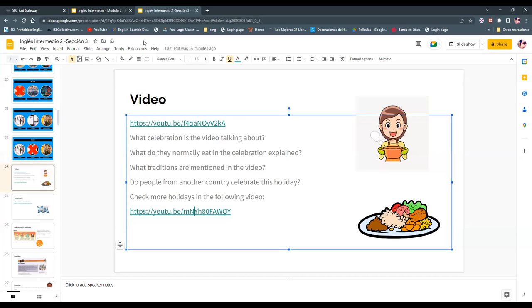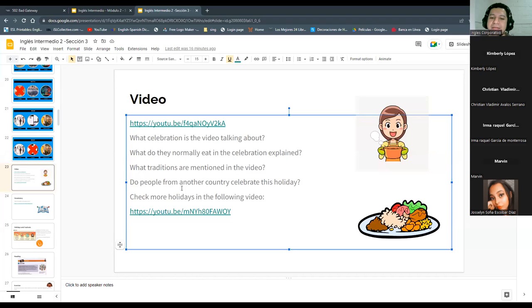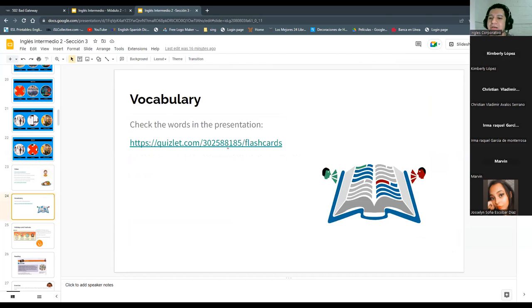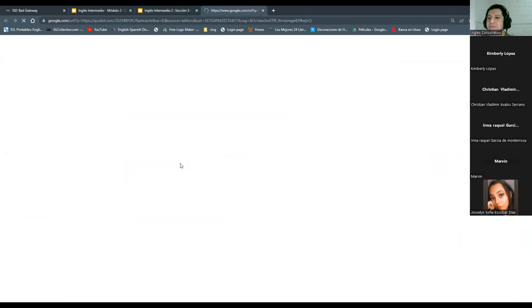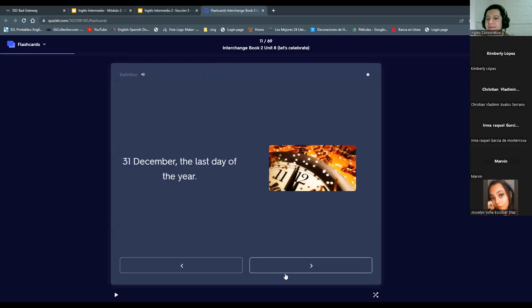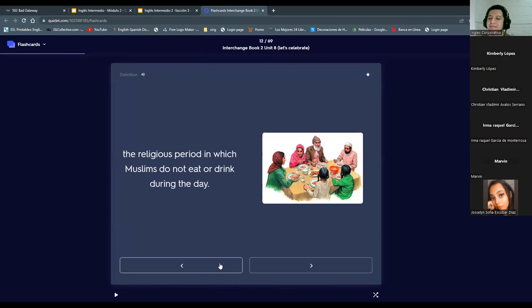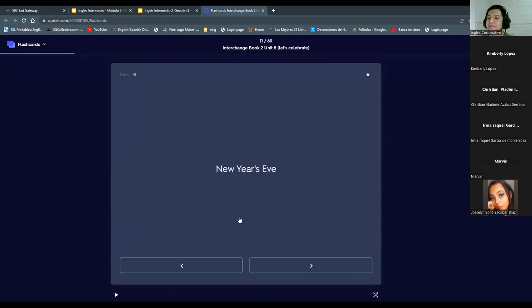Okay, so those are some of the holidays in the United States that we are going to study. So let's see here. This is some vocabulary that we are going to use in this unit, right? For example, we have December 31st, the last day of the year. How do we call that? ¿Cómo le llamamos a eso? Yes, exactly. New Year's Eve, right? Víspera de Año Nuevo, New Year's Eve, exactly.